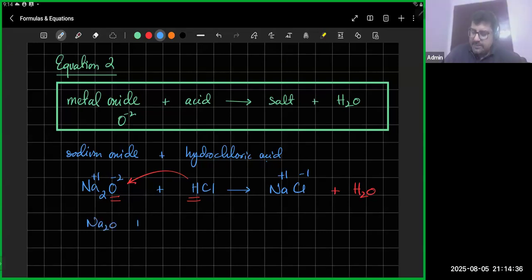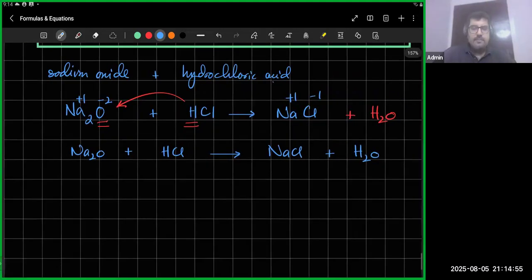So I'm going to neatly write this equation now. It's sodium oxide plus HCl, and the products are NaCl plus H2O. Okay, so that's your equation. Again, it's not balanced. So remember, balance the easiest first. And I guess in this case, all of them are easy.